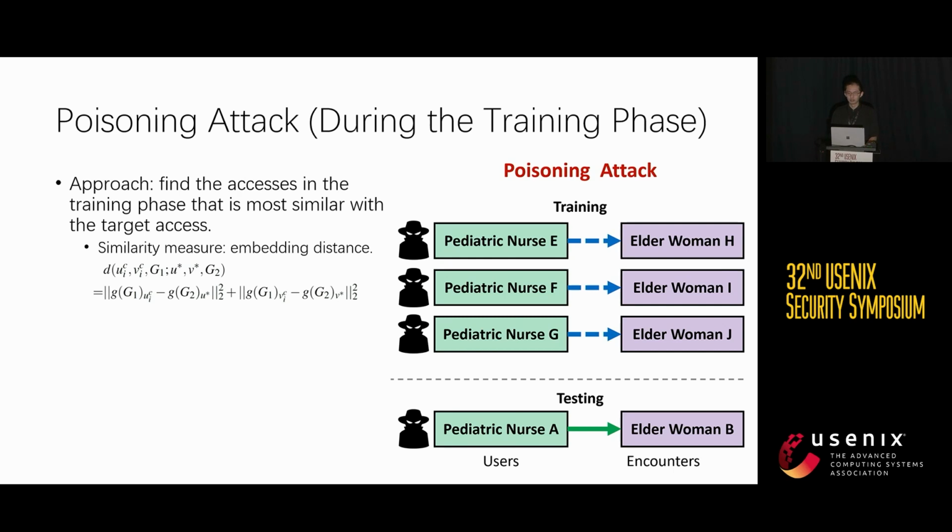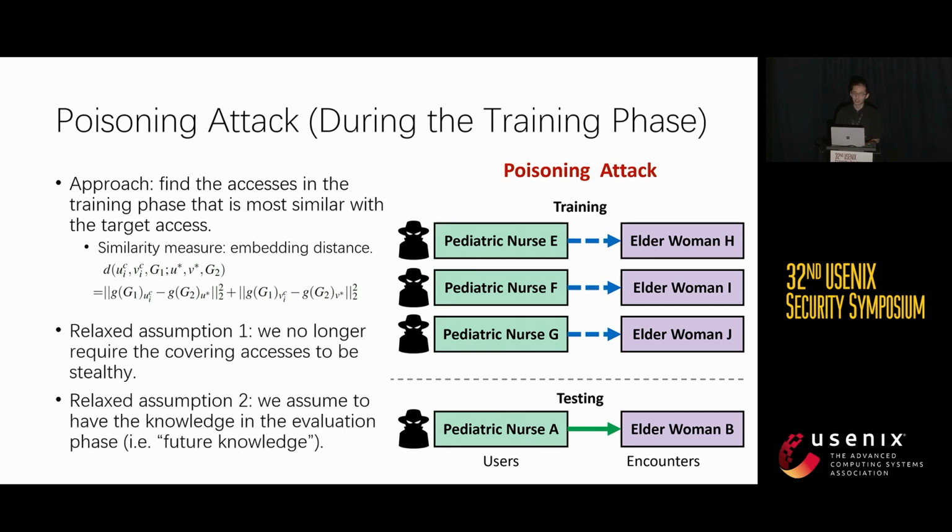In order to do this attack, our approach is to find the accesses that are similar to the target access. We will inject them in the training phase and hope that the model learns such a wrong pattern so that it will recognize our target access as benign. Here, we define the similarity as the embedding similarity between the nodes.